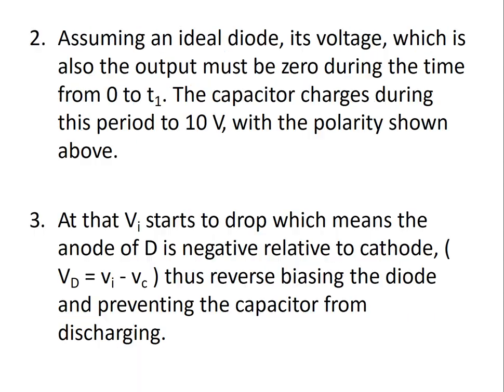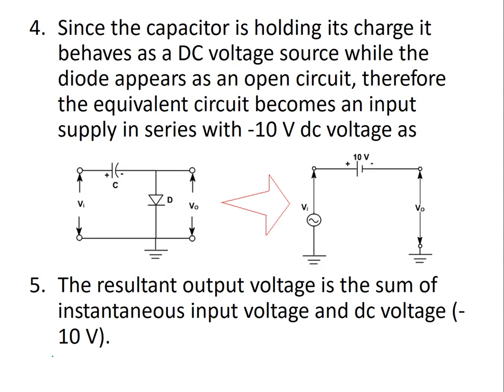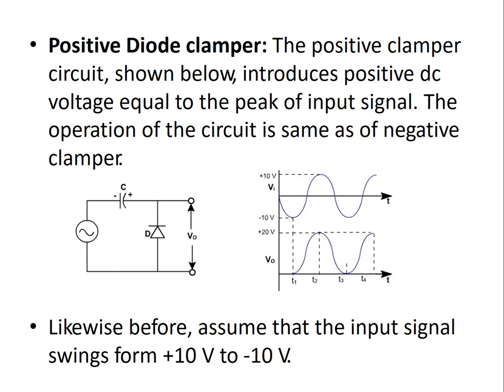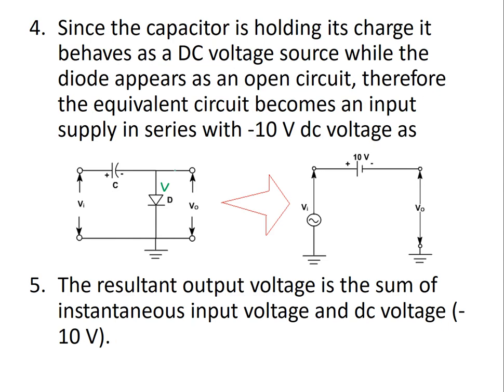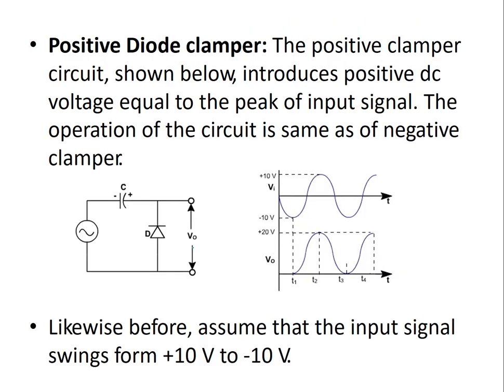Now what will happen? This is the same details you can go for. What will happen if we just change the diode configuration? First diode configuration is this. Now let's see, this is my diode configuration, and let's say my input signal is this one.